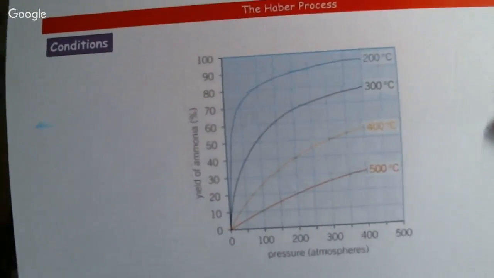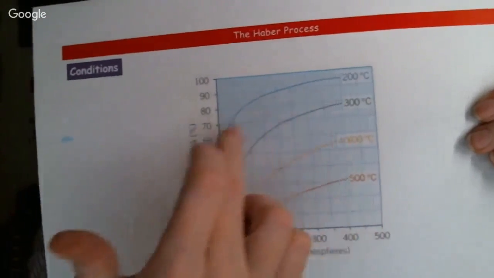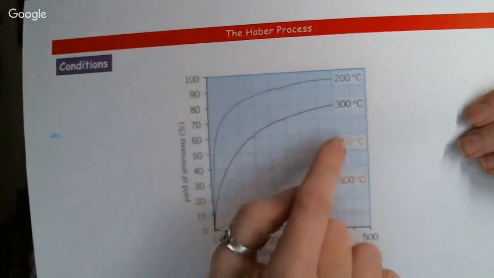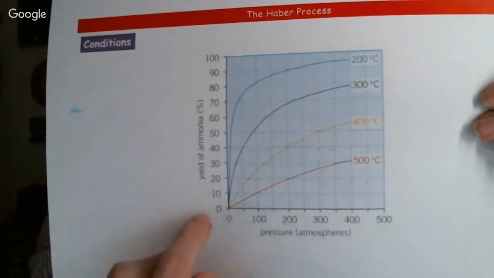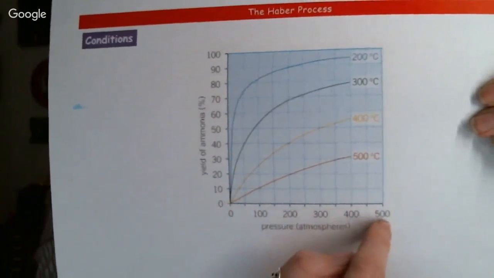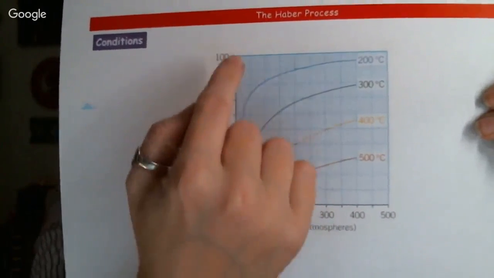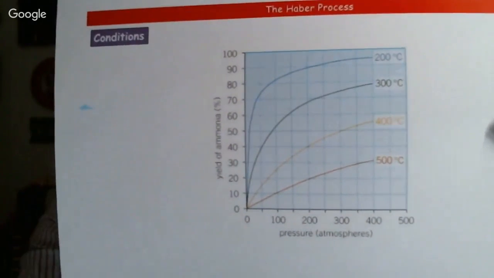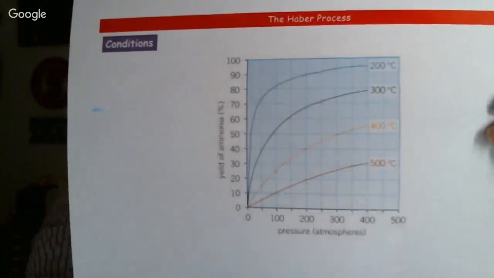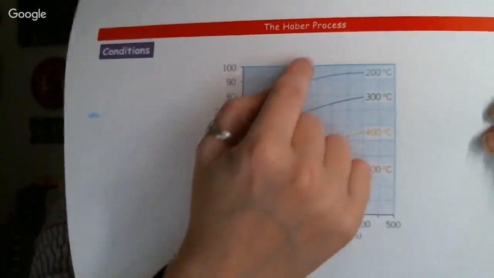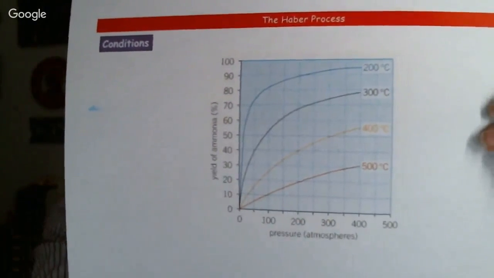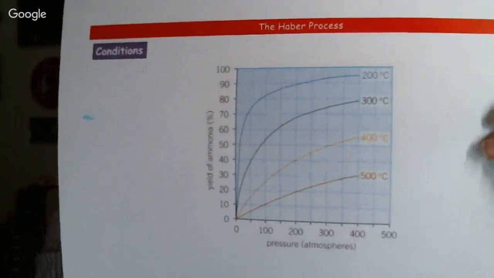And quite often, they're going to give you this graph. So we've got the different lines for the different temperatures, so 200, 300, 400, 500 degrees Celsius. And then along the bottom, we've got the pressure. And obviously the height here is our yield. So you might think, well, quite clearly what we want to do is have it at only 200 degrees Celsius because that line goes the highest, but that's going to be happening at a much slower rate.